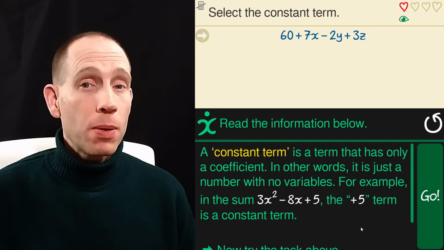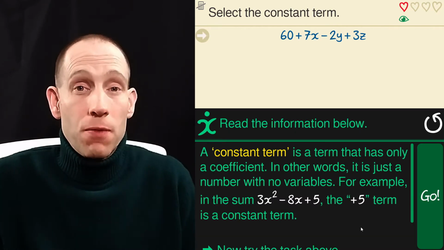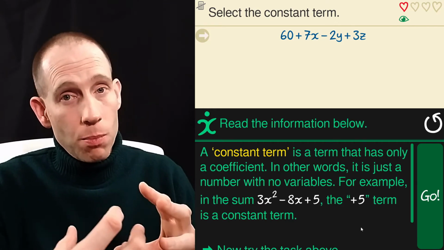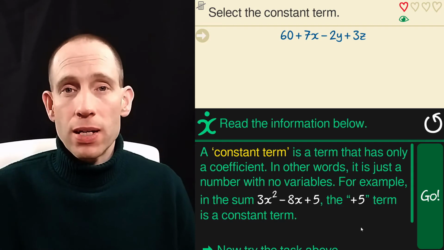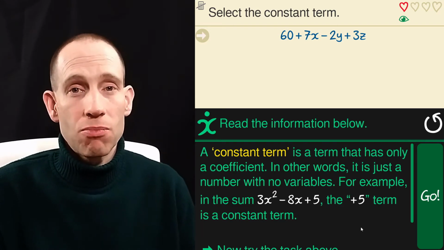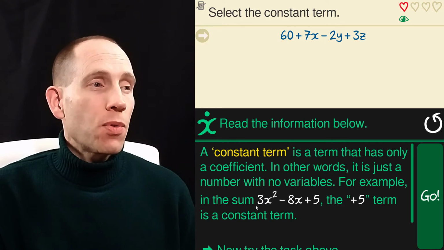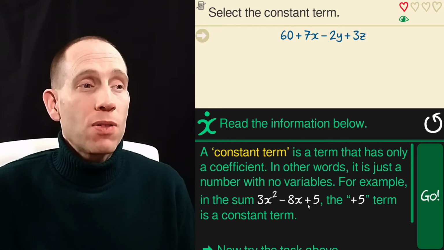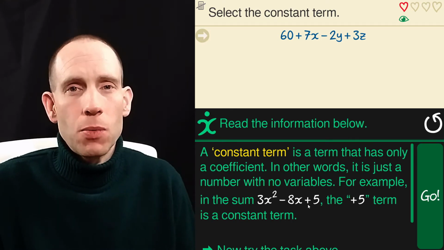So a little bit of vocab here. A constant term is a term that's just a coefficient essentially. It's just got the number and a sign, plus or minus, but there's no letters there. There's no x's or y's or a's or b's or anything like that. It's just the straight number, a constant. So for example, in the sum 3x squared minus 8x plus 5, the plus 5 bit is the constant term. That's the terminology that we use.